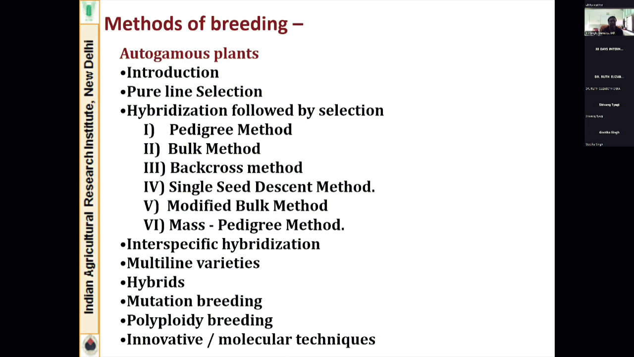Interspecific hybridization using two different species, multi-line cultivars, hybrids, mutation breeding, polyploidy, and some of the innovative and molecular techniques for development of varieties. These are the list of different methodologies in self-pollinated crops.